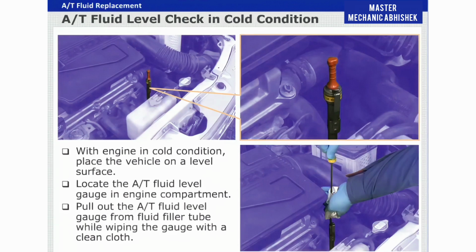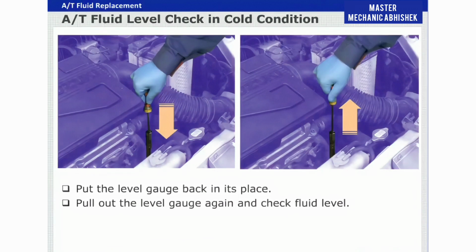AT fluid level check in cold condition. With engine in cold condition, place the vehicle on a level surface. Locate the AT fluid level gauge in engine compartment. Pull out the AT fluid level gauge from fluid filler tube while wiping the gauge with a clean cloth. Put the level gauge back in its place. Pull out the level gauge again and check fluid level.